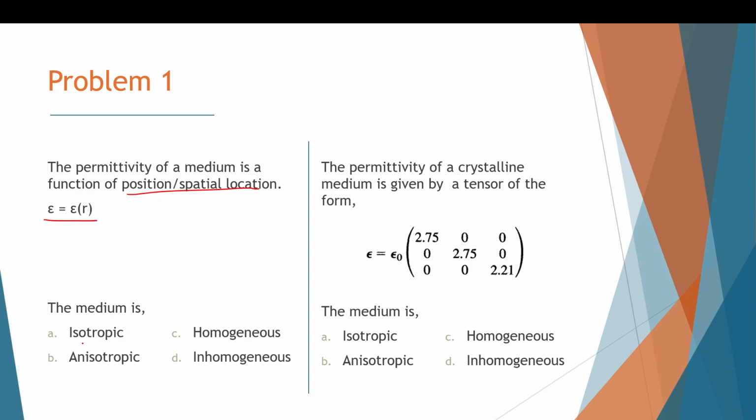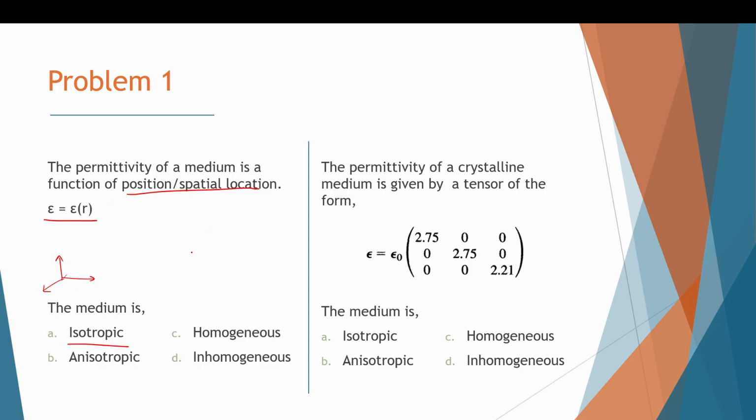Let us understand all these terms one by one. What is isotropic? Isotropic basically means that if the permittivity along all given directions is the same, then we call it isotropic. Anisotropic means the permittivity along all given directions is not the same. It is different along the x direction, different along the y direction, and something else along the z direction. But in this case, it's not just that the permittivity is different along different directions. It is a function of the position.